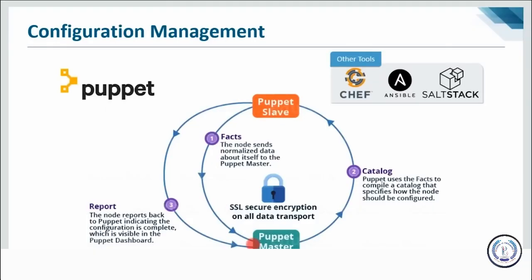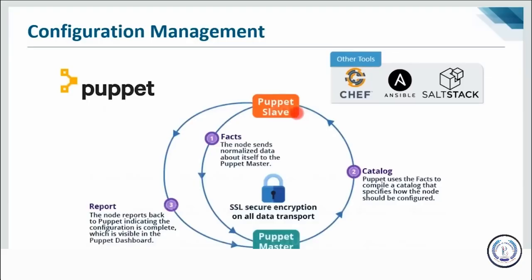Facts, what are facts? Basically, they are key value data pairs. They represent some aspects of slave state, such as its IP address, uptime, operating system, or whether it's a virtual machine, right? So that's what basically facts are. And the Puppet master uses the facts to compile a catalog that defines how the slaves should be configured. Now, what is a catalog?